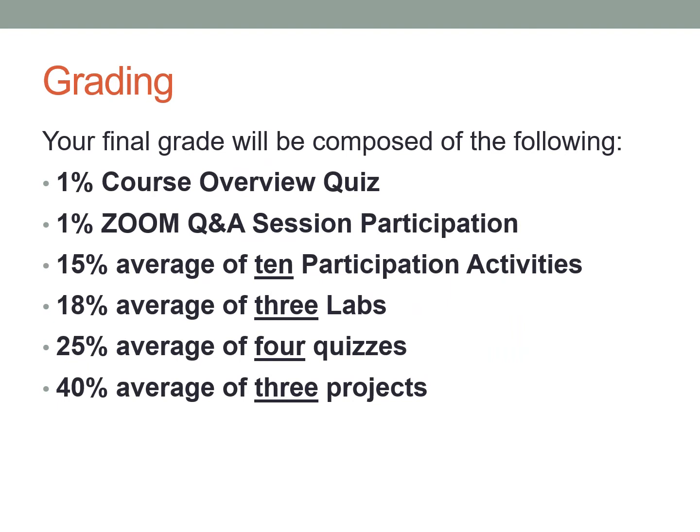Please take a moment to review the grading requirements of this course. You will be graded on the following: 1% on the course overview quiz, 1% on the Zoom Q&A session participation, 15% on the average of 10 participation activities, 18% on the average of 3 labs, 25% on the average of 4 quizzes, and 40% on the average of 3 projects.